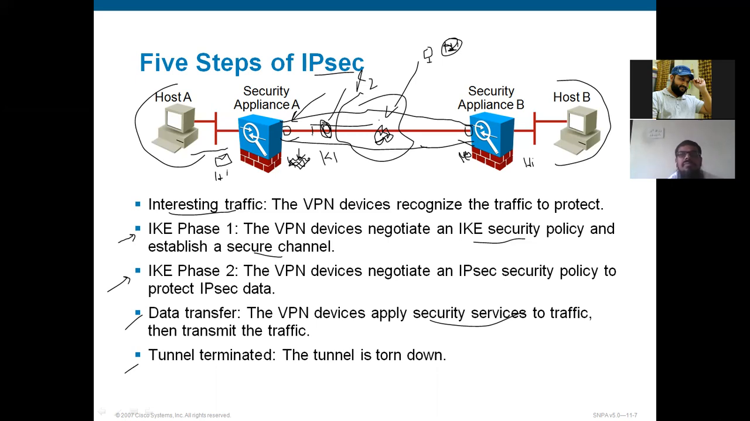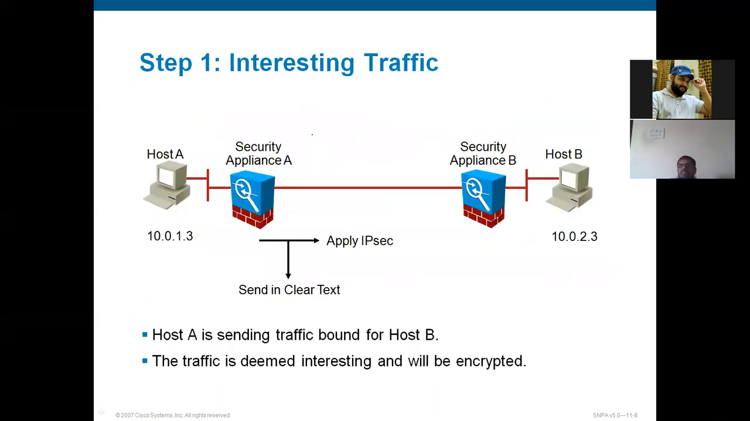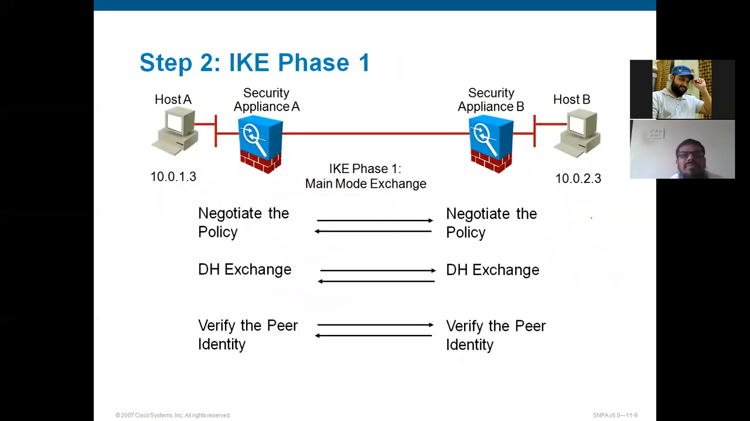Remember this is very high level, but I'm giving some insight also. Interesting traffic: host A and host B are different subnets, 10.0.1.3 and 10.0.2.3, sending clear text. This is called interesting traffic. Host A's IP address and host B's IP address are your interesting traffic.